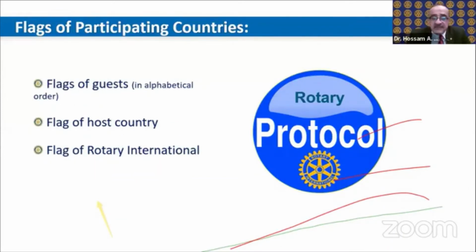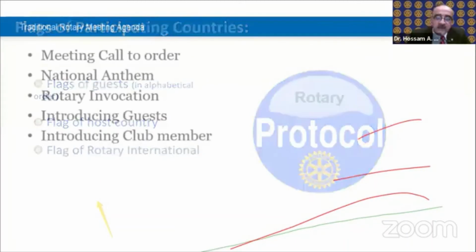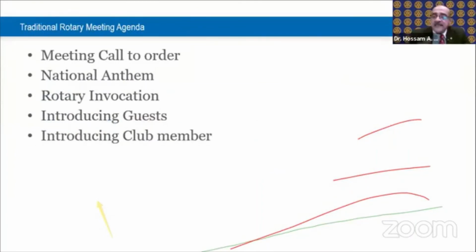The most important flag is the flag of the host country, and then the flag of Rotary International. Those will be right and left, and then the flags of guest countries should follow alphabetical order. This is what the protocol goes, as far as international meetings should be observed. I highly recommend that we use this presentation, which is prepared by my very best friend, PDG Ahmed Saada, and keep it as a reference, because it reminds us of things that we may forget.